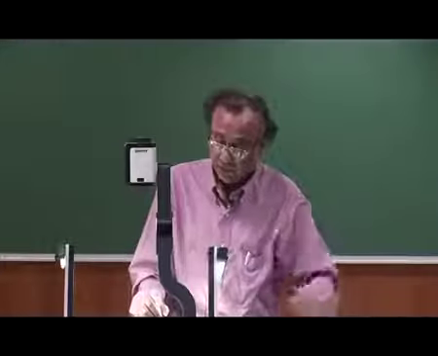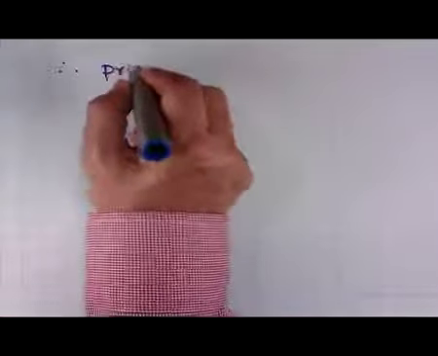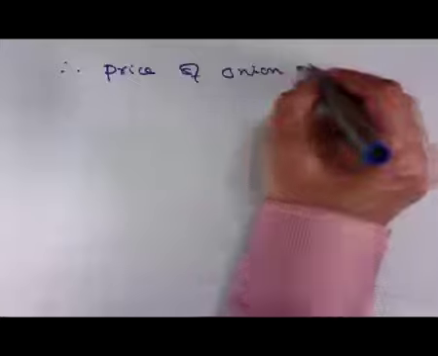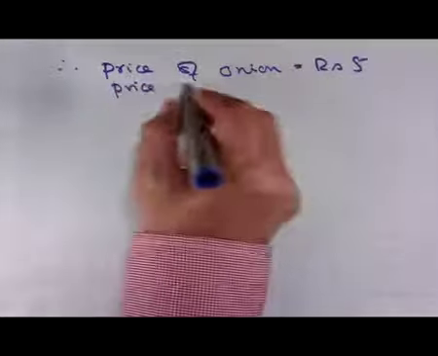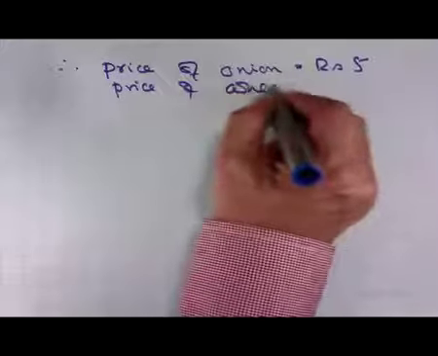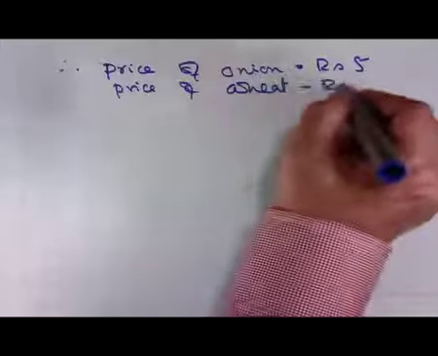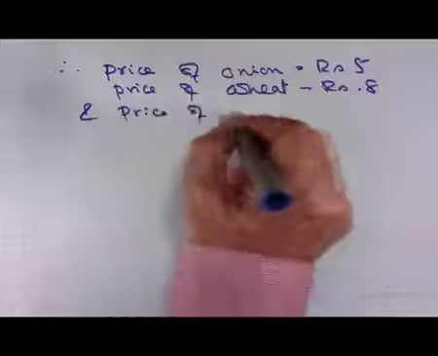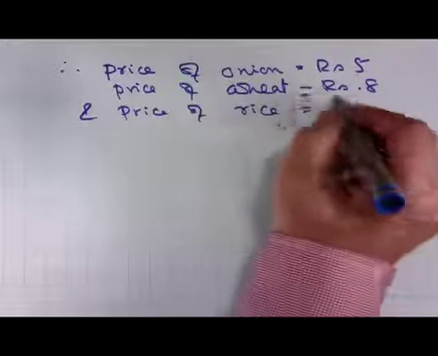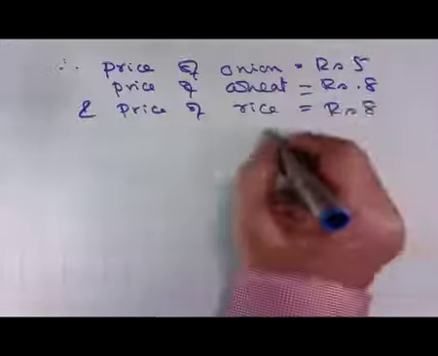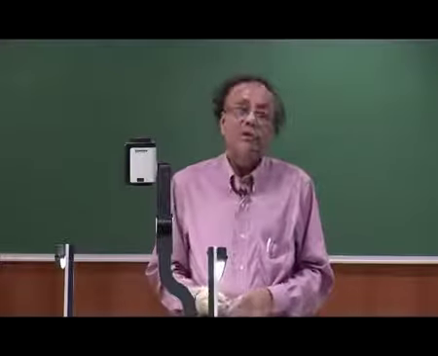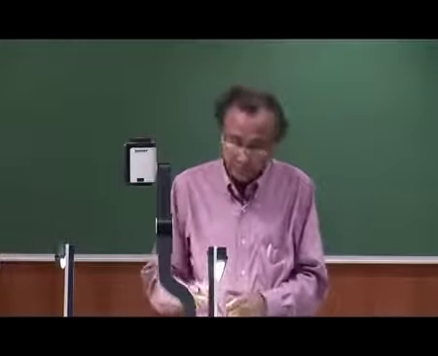Therefore, price of onion is equal to rupees 5, price of wheat is equal to rupees 8 and price of rice is equal to rupees 8 per kg. Let me solve another problem.